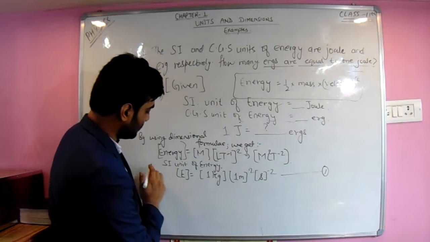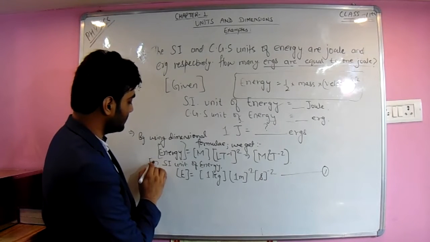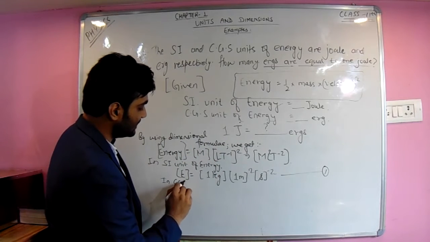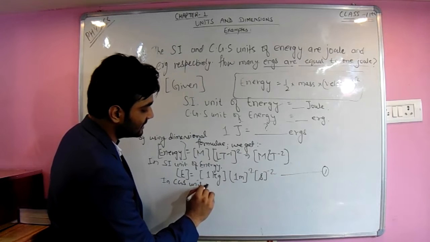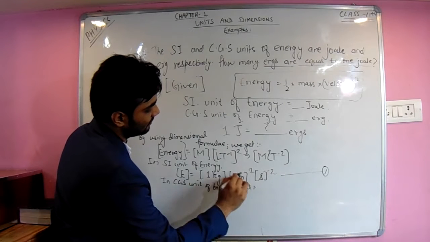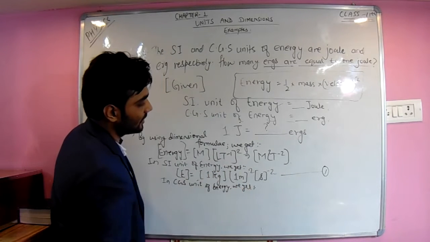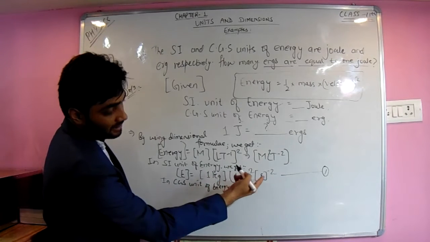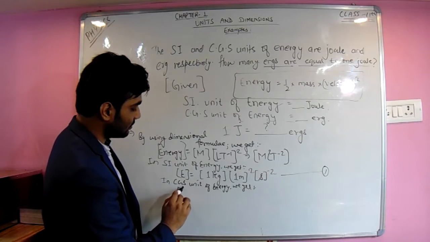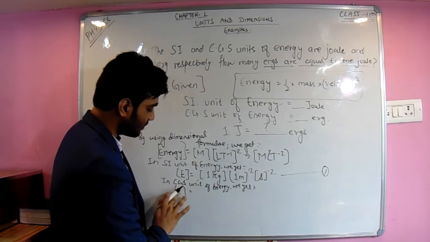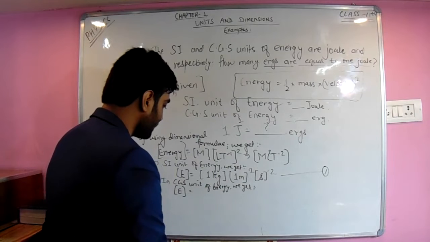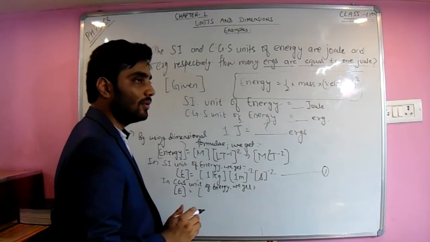Now in CGS, you have to write in CGS. Without writing these lines, you cannot solve it. In the CGS unit of energy, we get, here also, 1 kg, 1 meter power 2, and second power minus 2. E is equal to 1 kilogram.